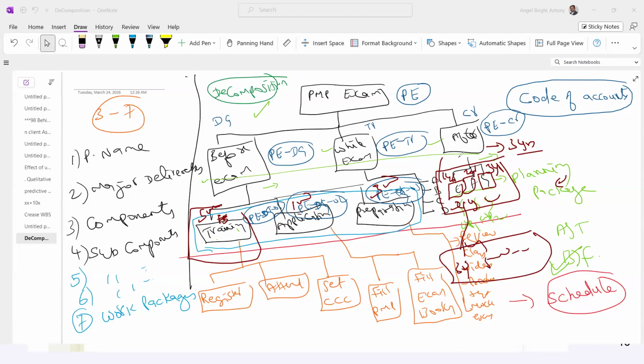So I got a question: if I don't have enough details, how will I do the overall planning? This is the answer. For the work package, detailed planning. For the planning package, high-level planning.